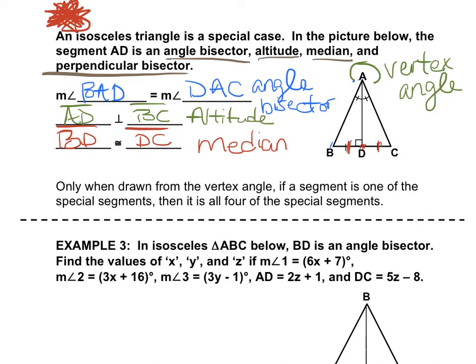Now, this only works from the vertex angle. If I were to draw one of the other segments like this, it doesn't quite work. That's not necessarily the midpoint, and so it only can be drawn from that vertex angle in order to be all four.